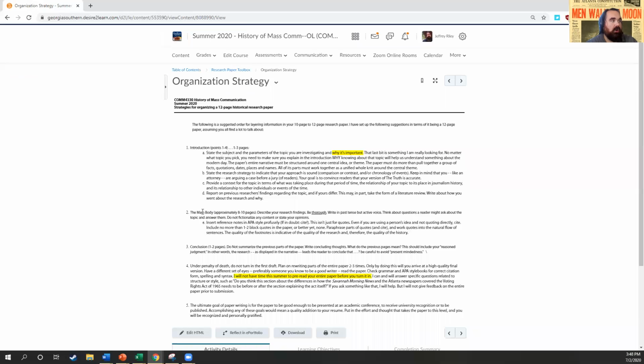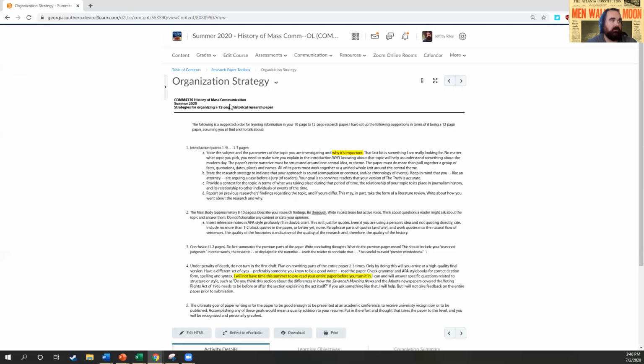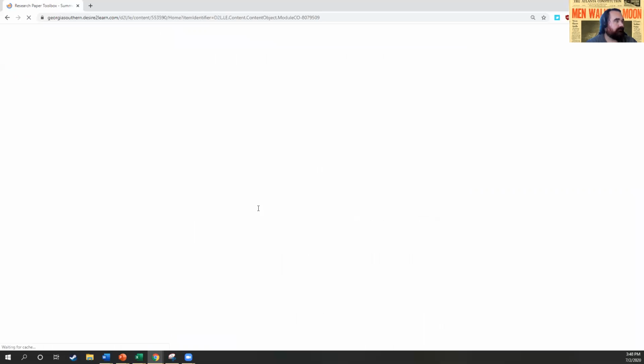Okay, so this is the organizational strategy. This is how to structure your paper, what I'm looking at there. So let's go back to the research paper toolbox.